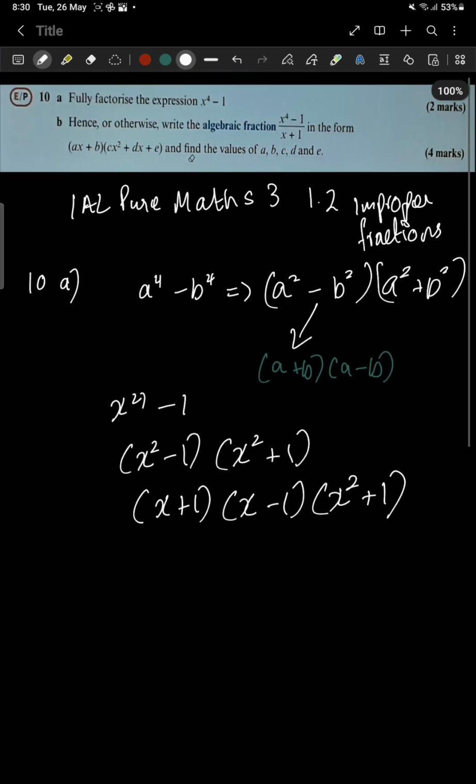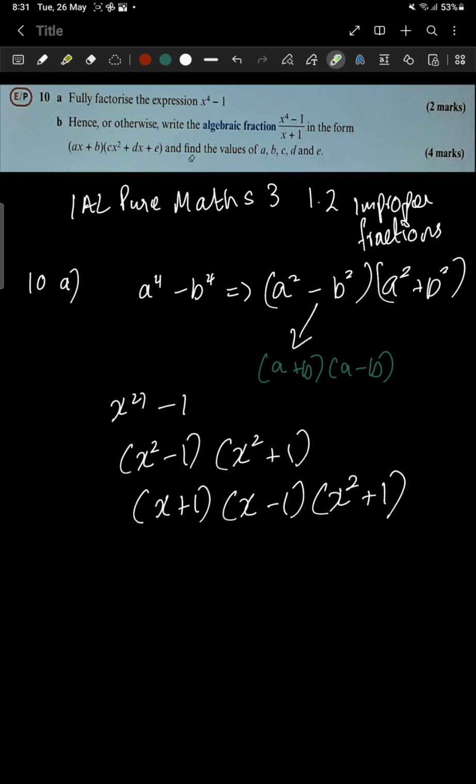Now what it's asking in part B is: hence or otherwise, write the algebraic fraction x to the power of 4 minus 1, divided by x plus 1, in the form ax plus b, times cx squared plus dx plus e, and find the values of a, b, c, d, and e.